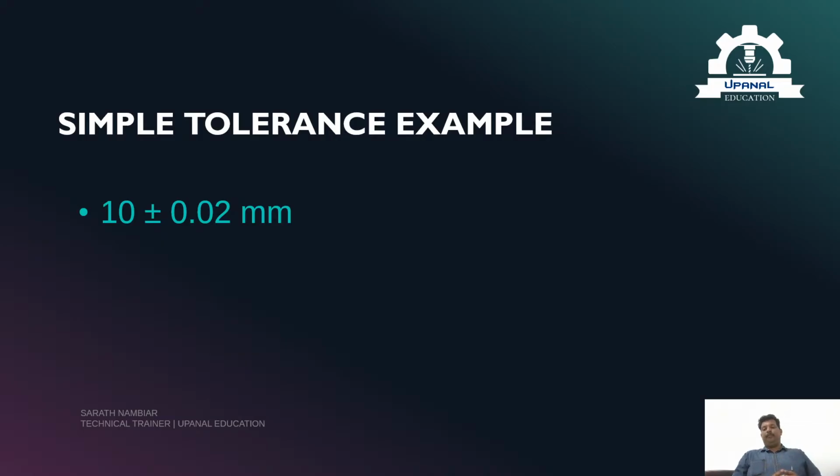Any part which comes between these two sizes, like you measure the piece and it comes 10.01, okay, it's acceptable. It is 10.00, that's acceptable. Is it 9.99? It's acceptable. If it is 9.98, it's still acceptable. It's 10.02, that's also acceptable. But if it is 10.03, no, the piece is rejected. If it is 9.97, there also the piece is rejected.